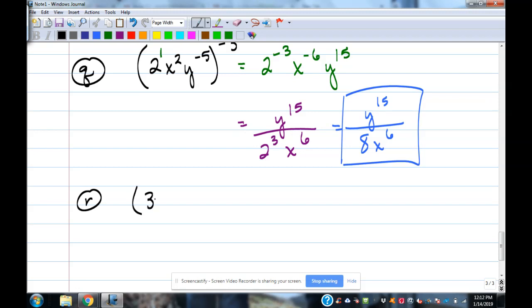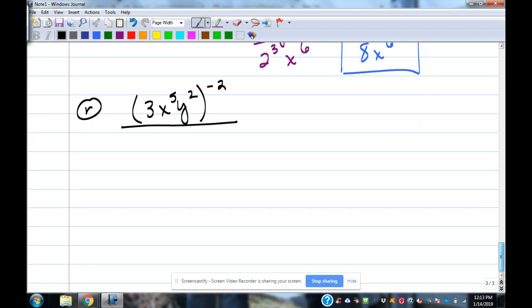Let's say we had parentheses 3x to the 5th y squared, close the parentheses, to a negative 2 power. And on the bottom, we've got 12 x to the 3rd y squared. All right, so order of operations, parentheses comes first. We look at that, and we've got a negative exponent of negative 2 there. So we're going to end up with 3 to the negative 2, x to the negative 10, y to the negative 4.